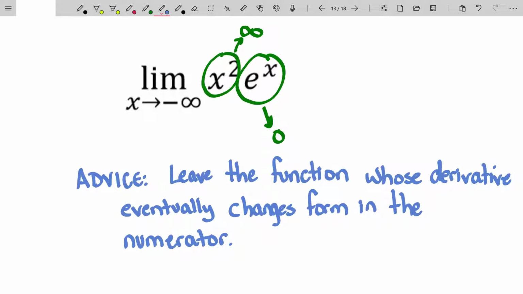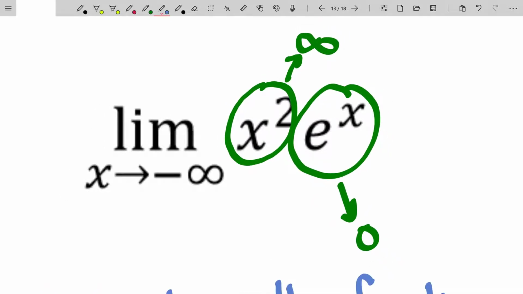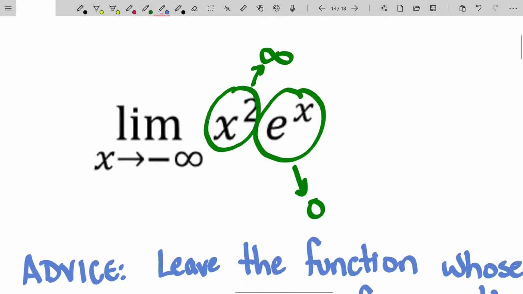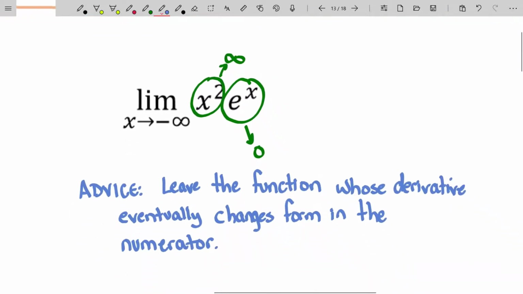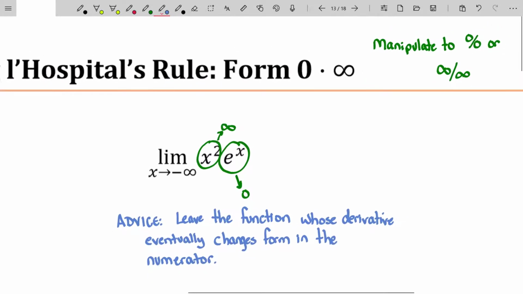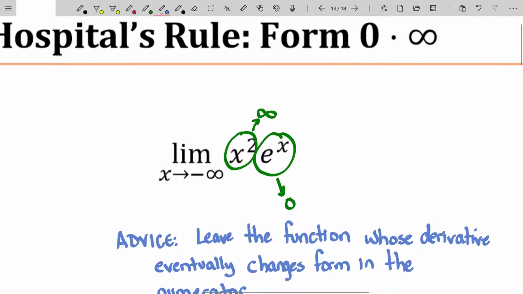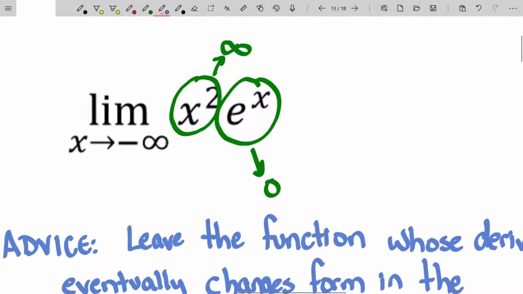Now, what do I mean by whose derivative eventually changes form? Well, if you think about x squared, a couple derivatives later, it's going to be a constant. It changes from a polynomial to a constant. So the x squared is what I'm going to leave in the numerator, because eventually its derivatives will change form into a different style of function. And so that's what I'm going to do. I'm going to try to adhere to that advice whenever I have a form that is not 0 over 0 or infinity over infinity, but more specifically when it's 0 times infinity. All right, so let's go ahead and see what happens.